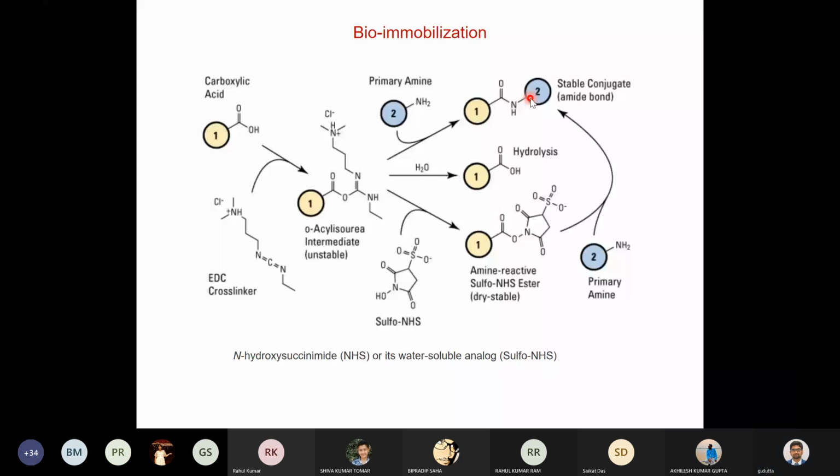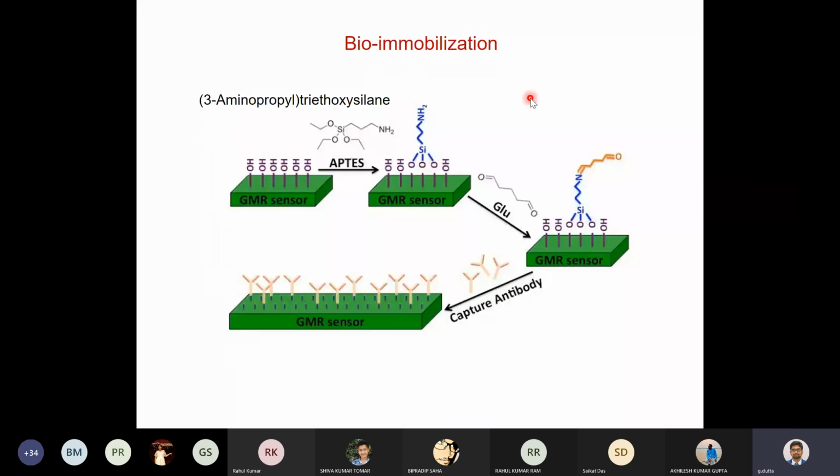Okay. Now let me show you another thing. I'm teaching you bioimmobilization, right? Your sensor surface should contain some carboxylic acid group, and maybe some other group. Why always carboxylic acid? Maybe we can put some amine group on the sensor surface also. So how can we put an amine group on the sensor surface?